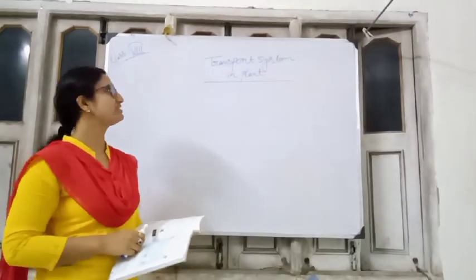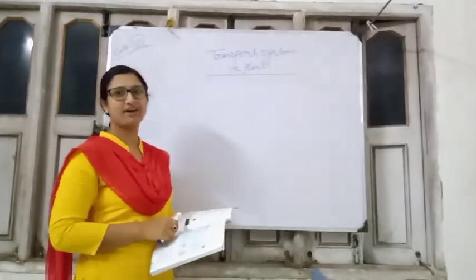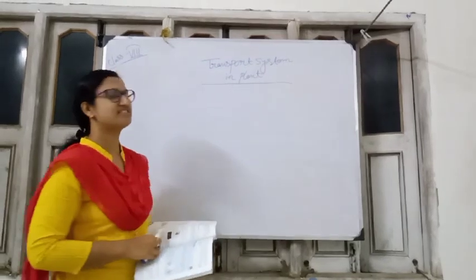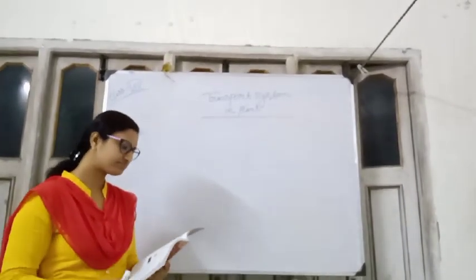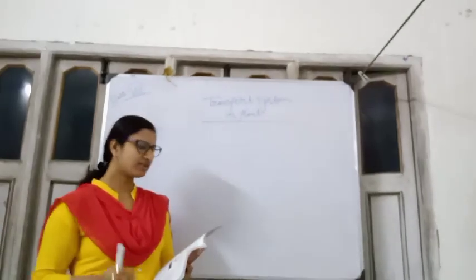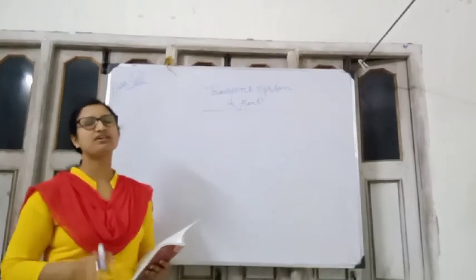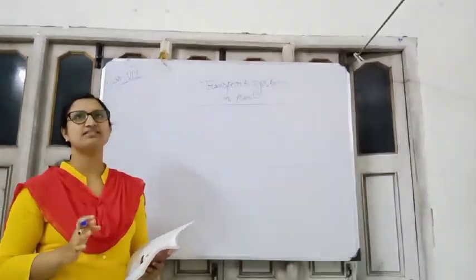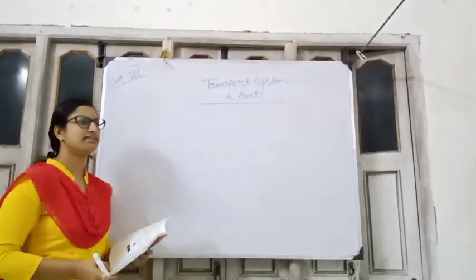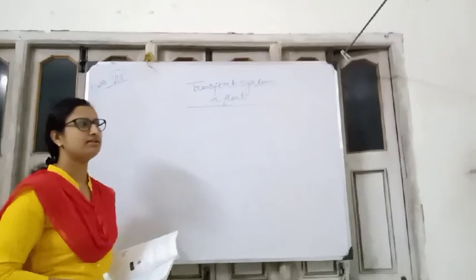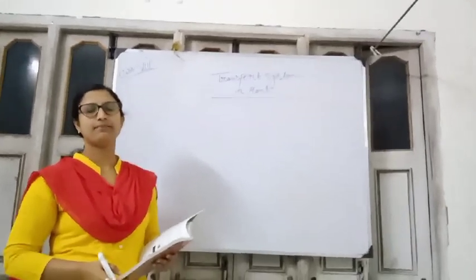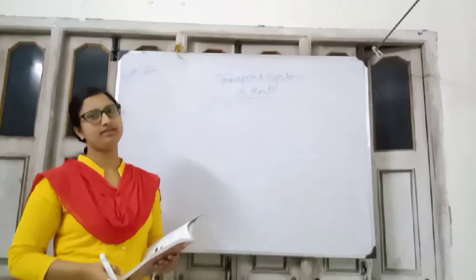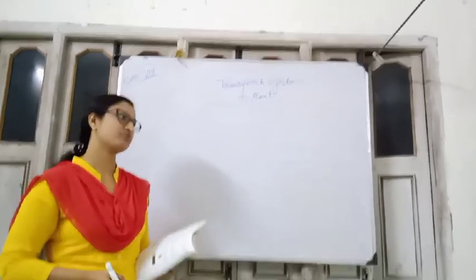Today I am going to discuss the first chapter in biology, transport system in plants. First, how does transport of material take place in plants? Because in the animal body there is blood that helps the transport system, but plants don't have any blood. How does the transport system work?